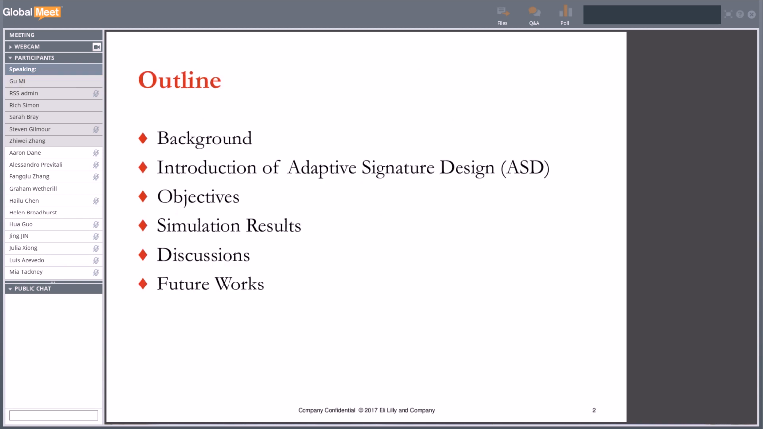On page 2, here's an outline of the talk. I will first provide some background on the biomarker-driven trial designs, followed by a more detailed introduction of the two-stage adaptive signature design, or ASD for short, the focus of the current research, and the objectives. Part of the simulation results will be shown, and some practical considerations will be discussed. I will conclude my talk by outlining some future works.